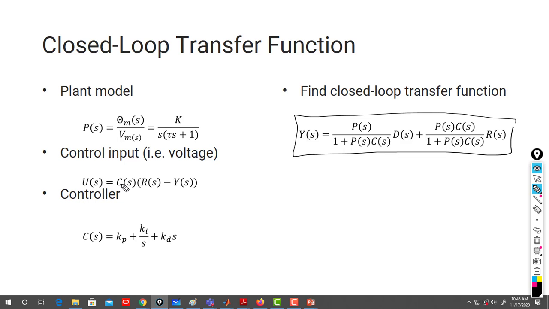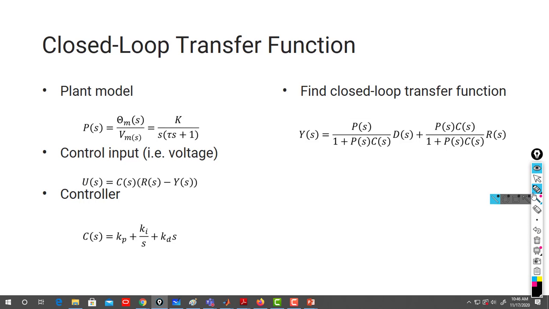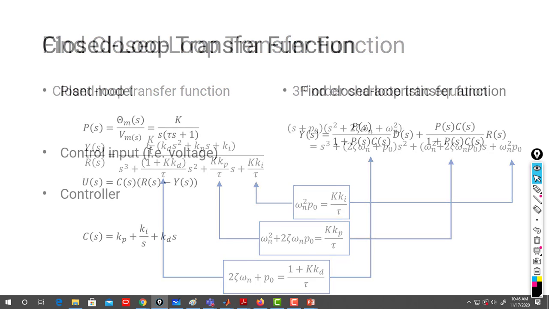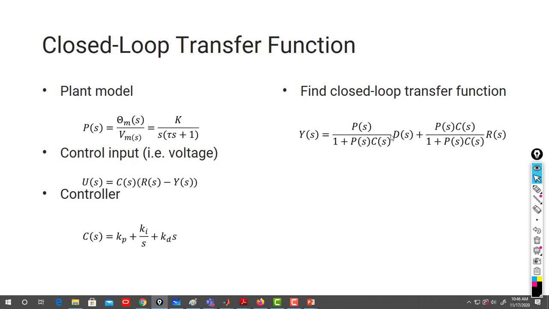And your control signal, of course, if that's C, U equals, here it is R minus Y. Of course, because if you have R here and here you will have Y, so then R minus Y. Okay, that's the control input and that's your controller. Then you do the closed loop transfer function. What you did, you replaced your plant. Your closed loop transfer function is this one.